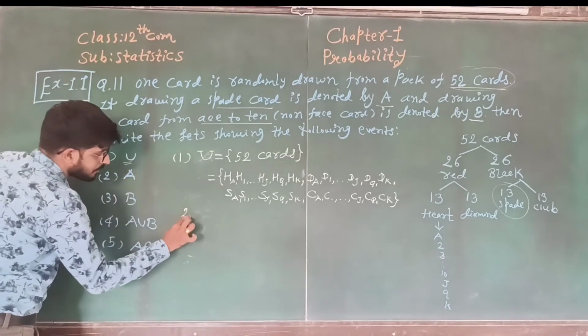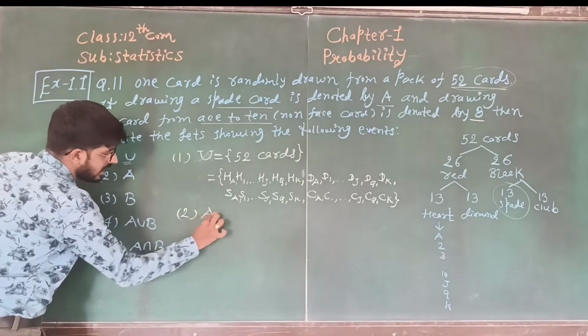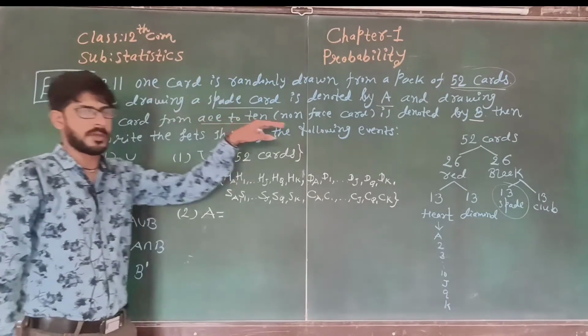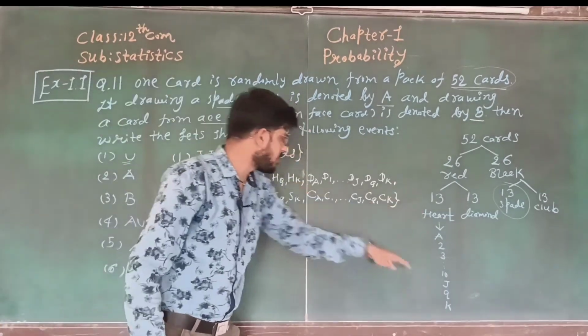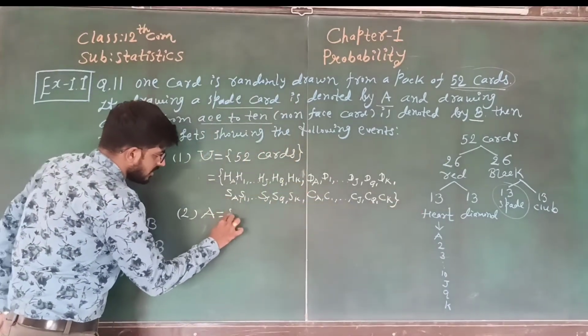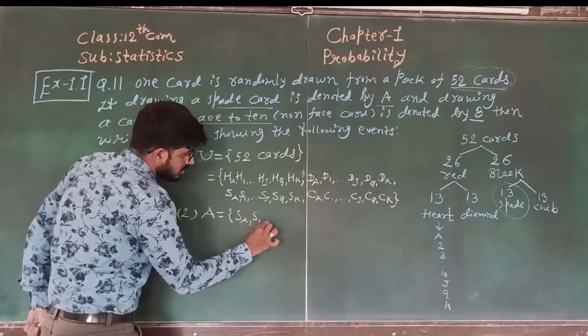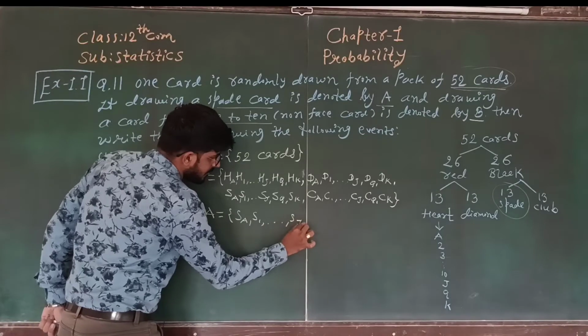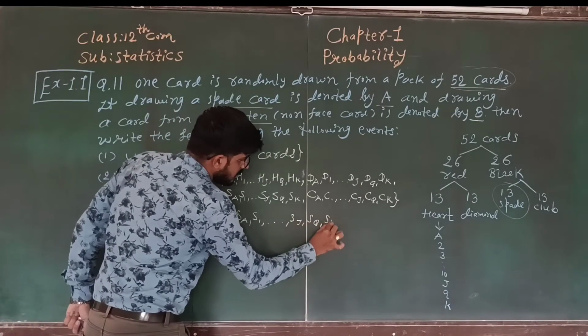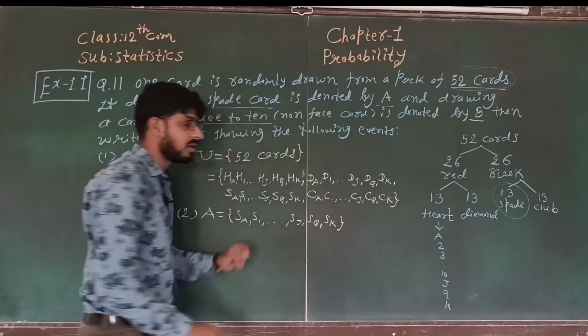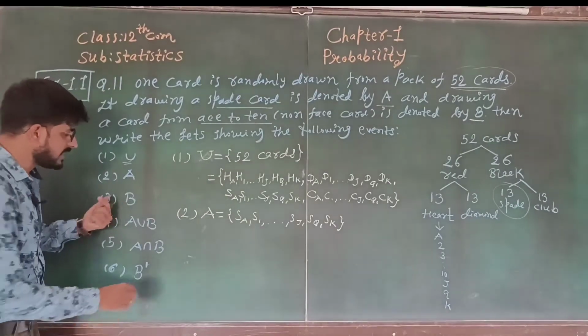Now second, we are going to find event A. Event A is given spade cards, so 13 cards are spade. So we can write SA, S1 up to SJ, SQ and SK. We get 13 cards.